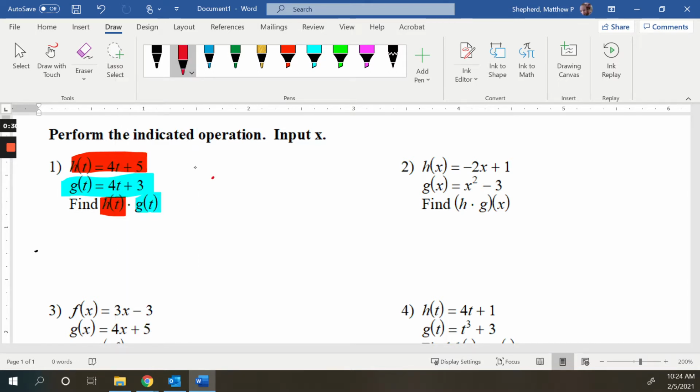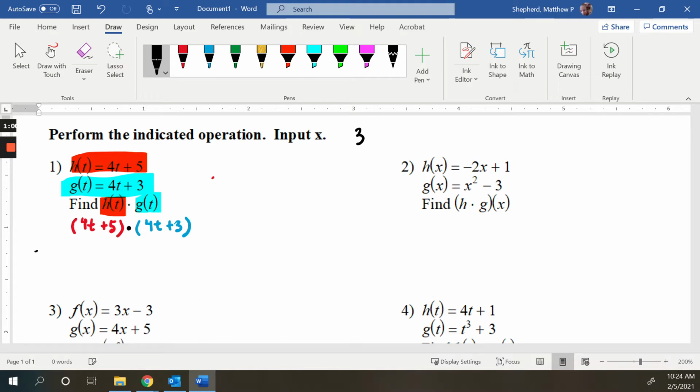So h of t is equal to 4t plus 5. So here in parentheses, I'm going to do 4t plus 5. Then we saw that multiplication sign. I'll go ahead and put that in right there. And g of t was 4t plus 3. So I'm just replacing each function with what that function was equal to. All right, now in this next part, we need to be able to perform this multiplication.